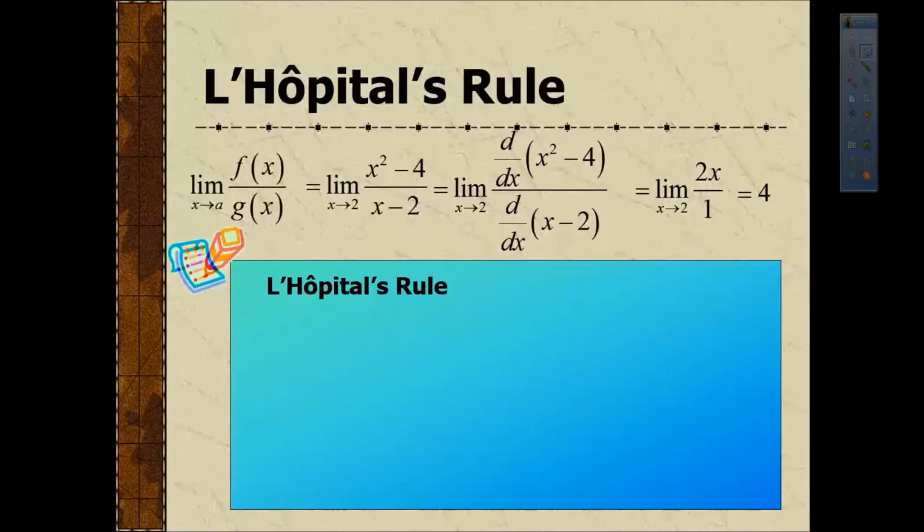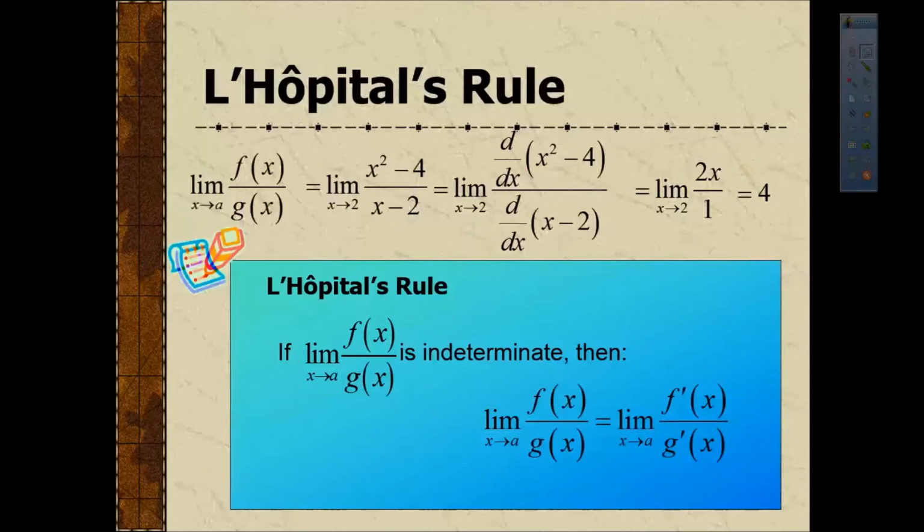So here's the formal rule written out. We start by the fact that the original limit needs to be indeterminate. That's an important condition. Don't try to apply L'Hopital's rule if the original limit is not indeterminate. But if the limit as x approaches a of f of x over g of x is indeterminate, then the limit as x approaches a of f of x over g of x is the same thing as the limit as x approaches a of derivative of f of x over derivative of g of x.